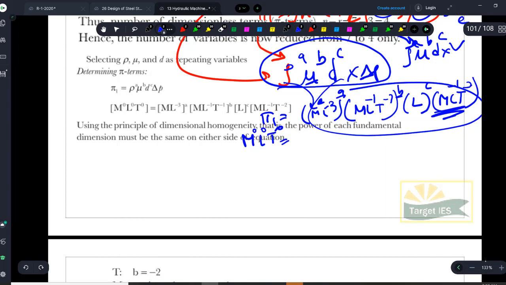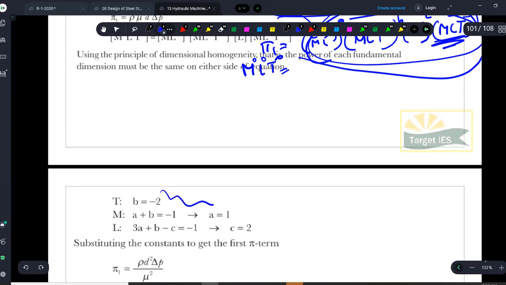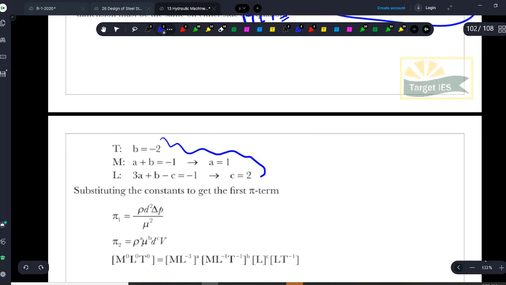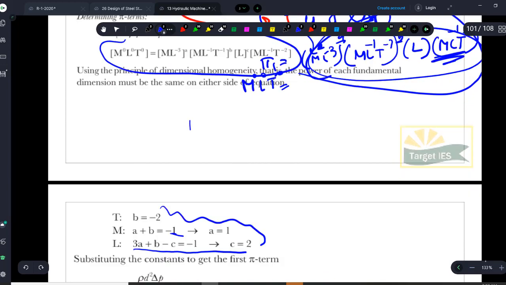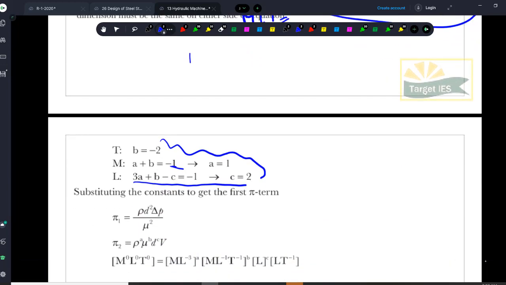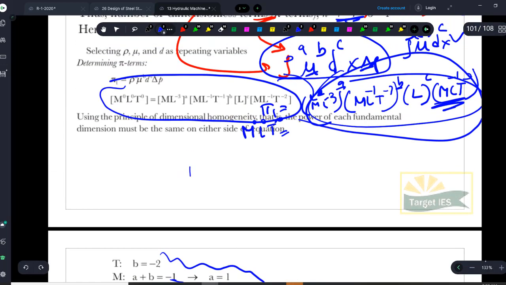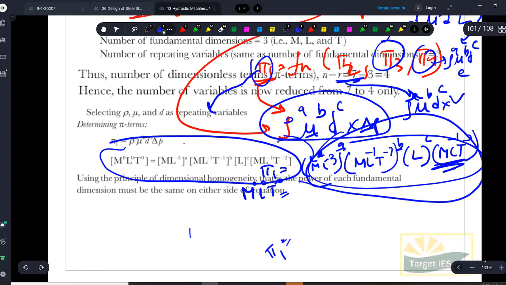Now what I can do is equate with the remaining terms. Similarly I will form equations like b is equal to minus 2, a plus 1, a plus b is equal to minus 1, a plus b minus c is equal to minus 1, similar to what we have done before. Just equate the m terms, the l terms and the t terms. And what will I get? Here I had assumed my pi 1 as rho to the power of a, mu to the power of b, d to the power of c, delta p. So my pi 1 is this much.